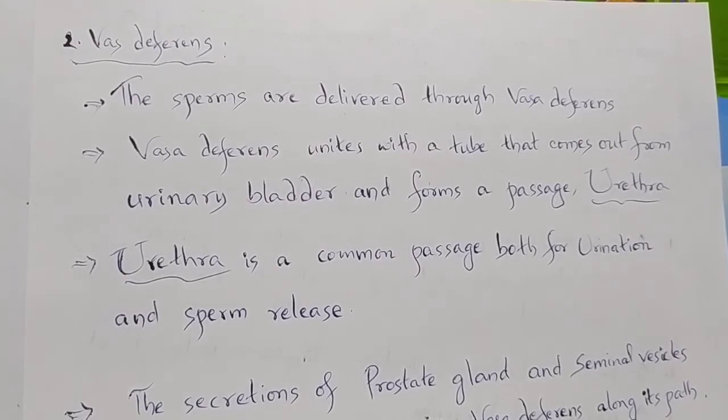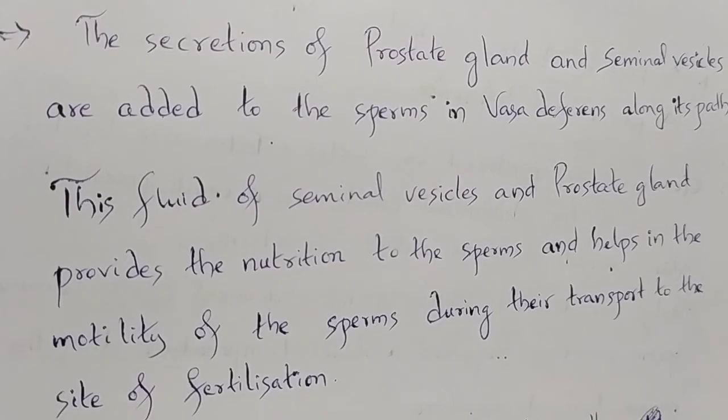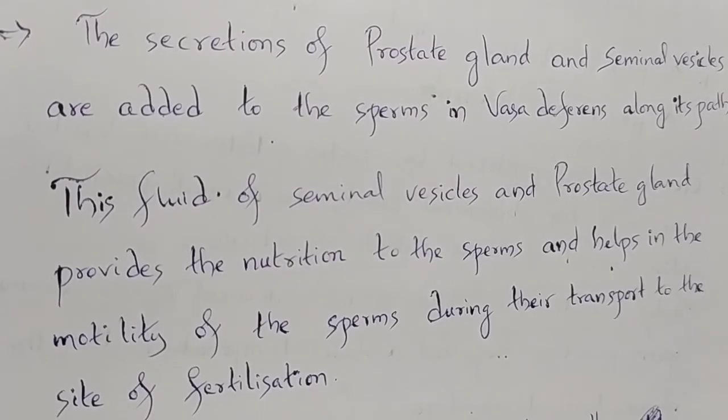Urethra is a common passage both for urination and sperm release in only men. In women, such a common passage is not there. The secretions of the prostate gland and seminal vesicles are added to the sperms in the vasa deferens along their path.